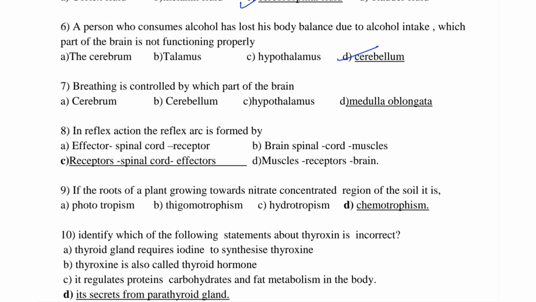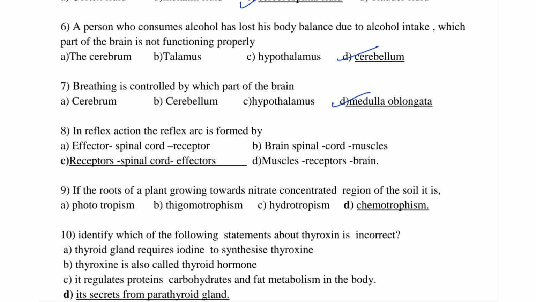Question number 7. Breathing is controlled by which part of the brain? Option A, cerebrum. Option B, cerebellum. Option C, hypothalamus. Option D, medulla oblongata. Right answer is option D, medulla oblongata.